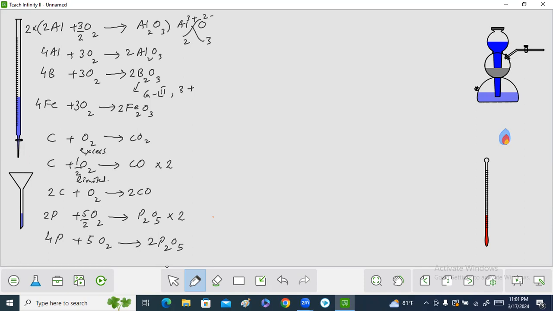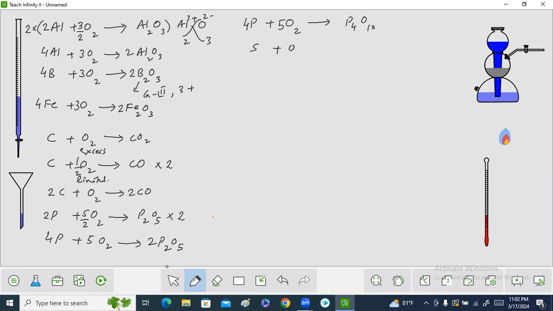Now, if you have the formula of phosphorus 5 oxide in a different way, for example, phosphorus reacts with the oxygen to form P4O10. Now, there are 4 phosphorus. You can put 4 here, 10 oxygen atoms. You can put 5 here. So this is the balanced chemical equation.